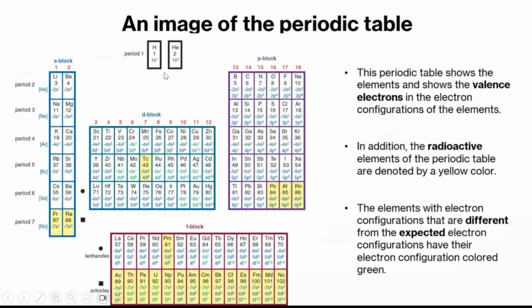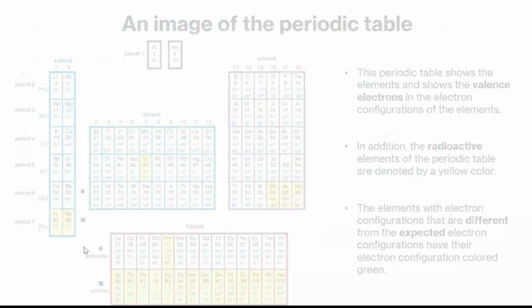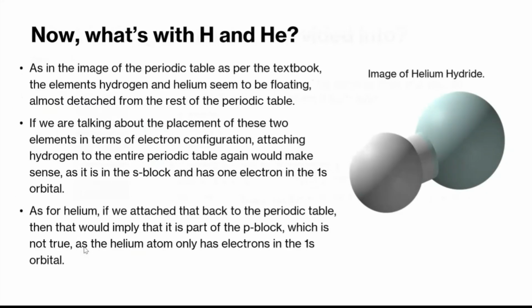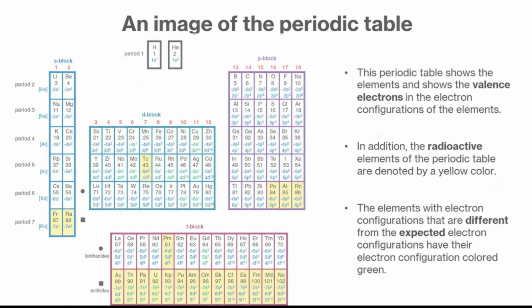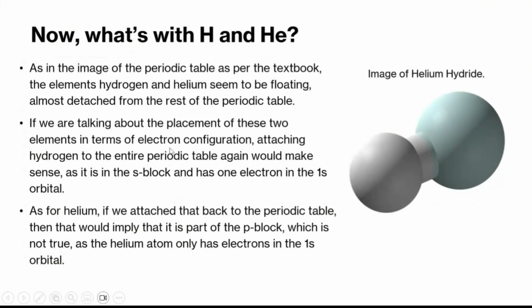Now, let's go back to that first periodic table image. You can see that hydrogen and helium are kind of floating here, along with the lanthanides and actinides. We're going to give an explanation for that in a bit. So let's first start off with hydrogen and helium.